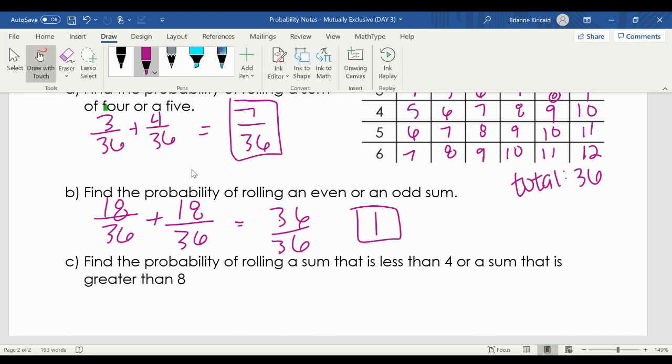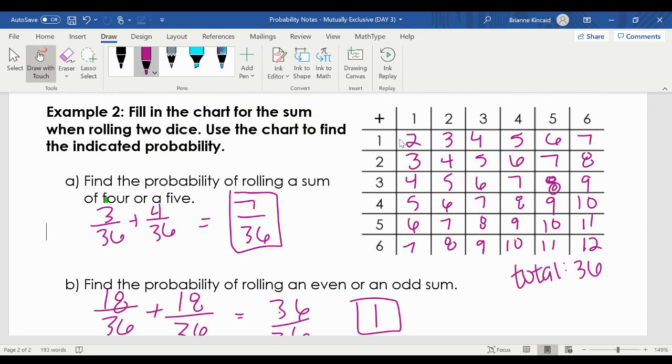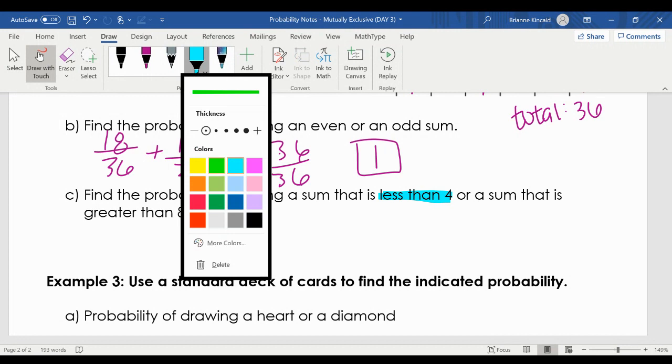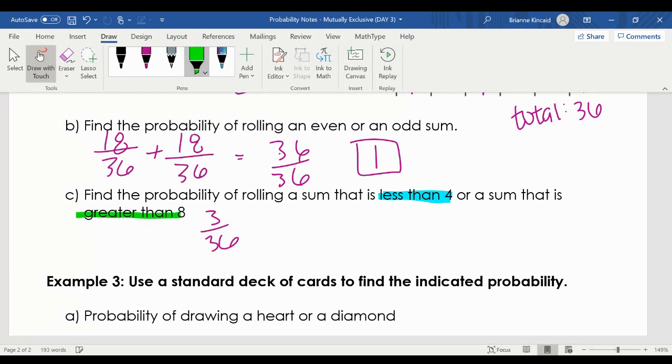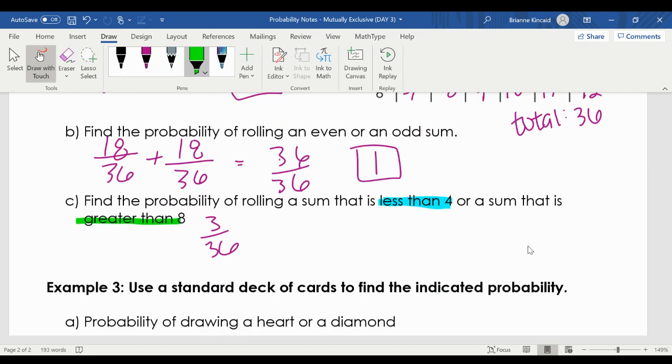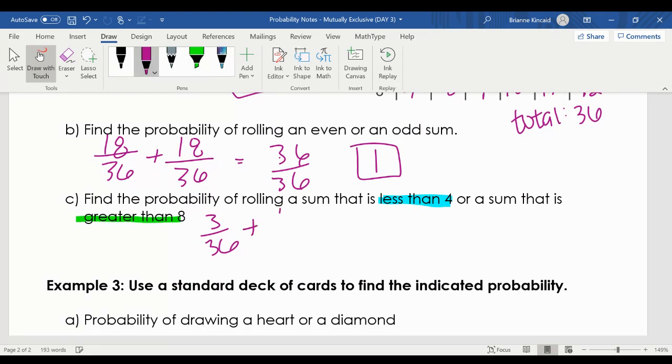And then lastly, find the probability of rolling a sum that is less than 4. Key idea here is it's strictly less than 4, which means that's only a sum of 2 or 3. Looking at our chart, that's 3 options out of 36. Or a sum that is greater than 8. Similarly, it says just greater than, so we don't include 8 as a possibility. And if we look here, that should give us 10. Adding those together, we're going to get 13 out of 36, which can't be reduced. Remember, every time you're doing probability, you want to make sure you reduce your fraction if you can.